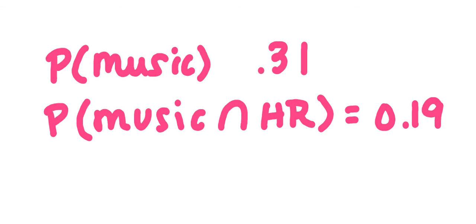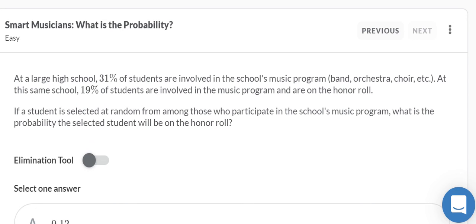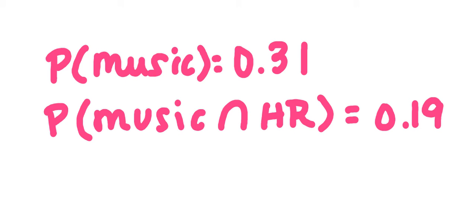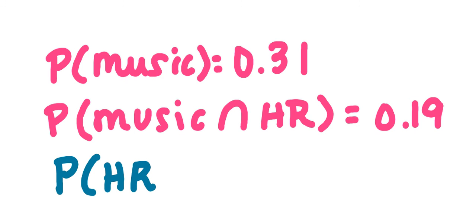Should probably put a 0 in front of this one, right? Let's go to the question at hand. It says, if a student is selected at random from among those who, so we know they're in music already. What's the probability that the selected student will be on the honor roll? So, what's the probability they're going to be on the honor roll if I already know that they're in music? So you kind of got to reword it.